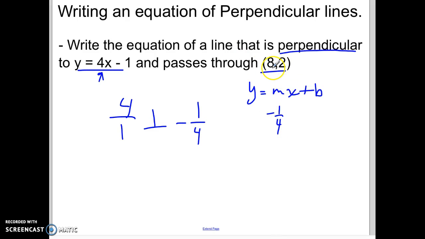I also have my point of (8, 2), so I'm going to plug those in for x and y. 2 goes for y because it's the y coordinate, 8 goes for x because it's the x coordinate, and you're going to solve for b. Here we have 8, but don't forget, it's actually 8/1. So in reality, this is 8 times -1 over 4, and essentially that is 8 divided by 4, but don't forget the negative, so -2. When I add 2 to both sides, I'm going to get a new b of 4.